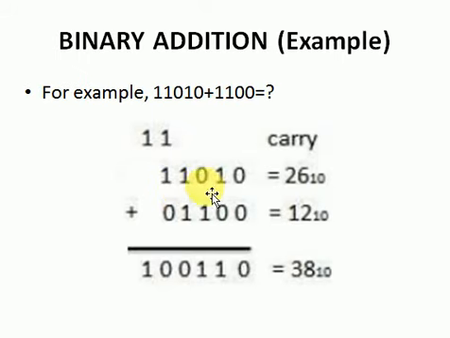If you are converting this number, it will give you 26. If you are converting this number, it will give you 12. Then the addition of 26 plus 12 is 38, and this number is the binary representation of 38. So it is clear that whether we add in binary or in decimal, it always gives the same result.